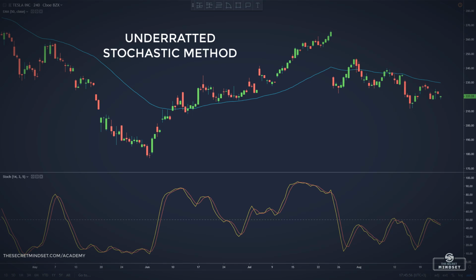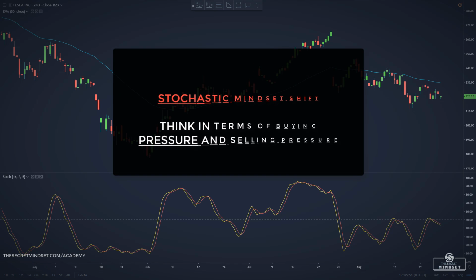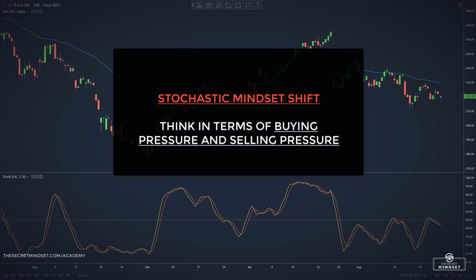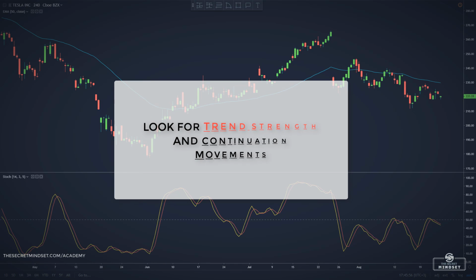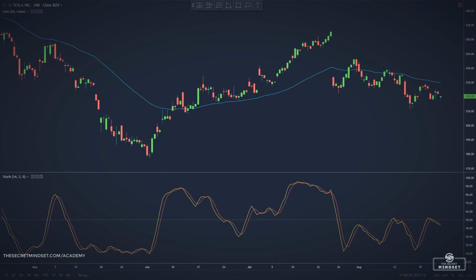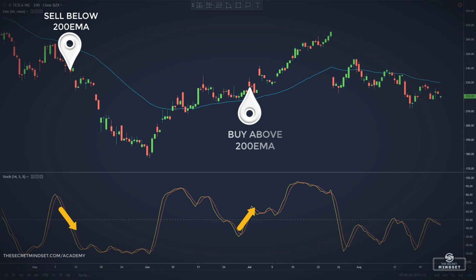Like I said before, the big problem is that many traders see the stochastic indicator mainly as an overbought and oversold indicator. Instead of thinking in terms of buying pressure and selling pressure, their first impulse is to seek overbought and oversold areas. That's why a smarter way is to look for trend strength and continuation movements. A 50 level crossover of the stochastic indicator could be a solution, but only in combination with other tools. By combining it with other tools, you avoid getting beaten by the market because after all, stochastic is a lagging oscillator.